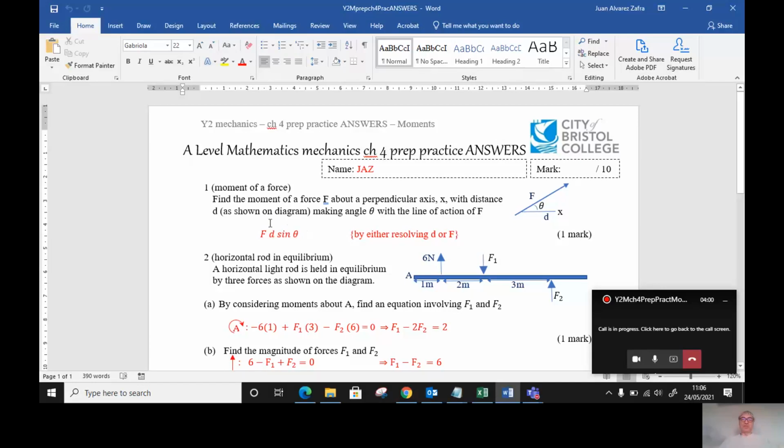In my experience, when it comes to second year mechanics problems, it's usually easier to resolve the force. So I'm thinking here as F sine theta times d. Anyway, the moment of this force about this axis x, with the angle theta and the distance d, is Fd sine theta, whichever way you think about it.